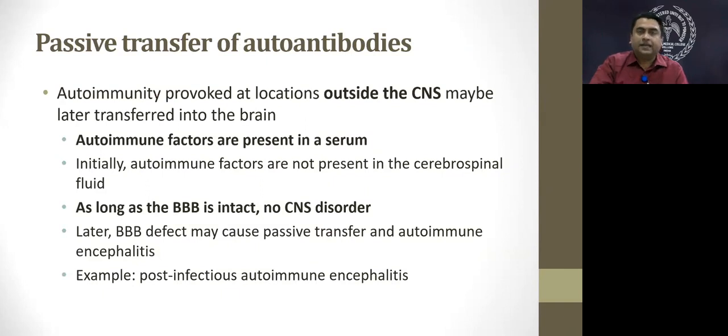Now, where exactly do these antibodies stay and how are they found in the serum or the CSF? The autoimmunity provoked at locations outside the CNS may later be transferred into the brain. How? First, it is produced in the serum by some mechanism, after which there is a breach of the blood-brain barrier, perhaps from a viral illness, meningitis, viral encephalitis, anything of that sort, after which the antibodies in serum have a route of entry into the CNS. As long as only the serum has the antibodies and there is no breach of the blood-brain barrier, there cannot be CNS involvement.